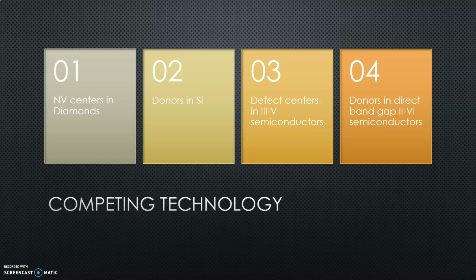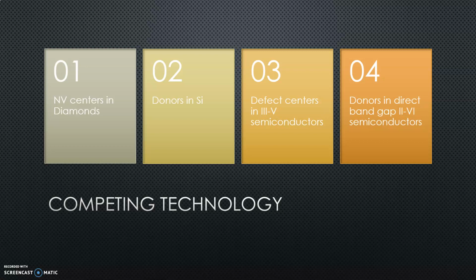The next category is defect centers in 3-4 semiconductors. Studies of defect centers in direct bandgap 3-4 materials such as quantum dots and donors have demonstrated efficient optical transition, spin control, and spin readout. But because of the lack of a spin-free host matrix, the spin coherence times in these systems are limited by hyperfine interactions with the host nuclear spins.